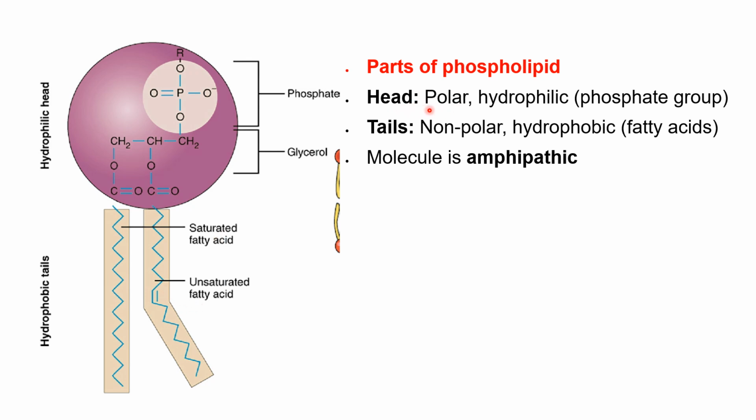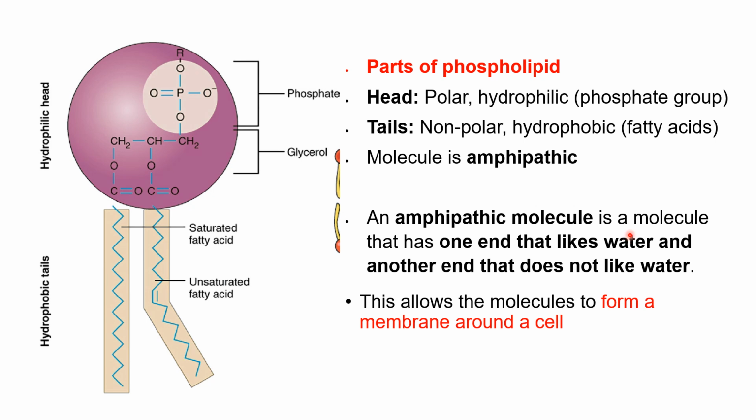Then the head is polar, hydrophilic, and it contains the phosphate group. The tail is nonpolar, hydrophobic. It contains the fatty acid. Then this molecule is called amphipathic. But what does amphipathic mean?